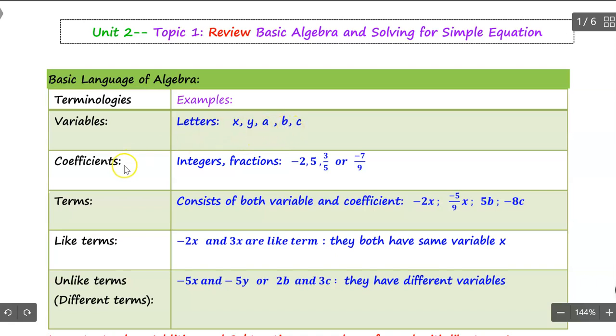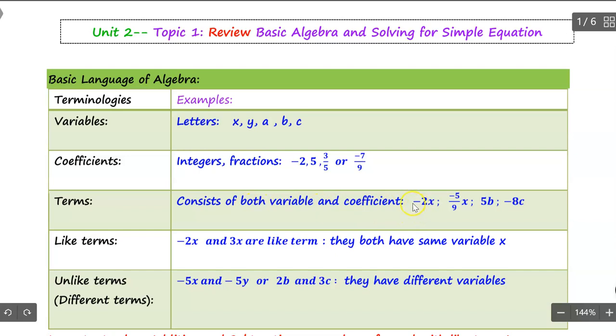Alright. Coefficients are numbers. Integers, fractions, real numbers. The examples that I will be using for this class are just integers and fractions for the coefficients. In other words, all the numbers that you see in the language of algebra are called coefficients, and these numbers are attached to variables. If you have a variable and a coefficient attached to each other or multiplied with each other, they are called terms. The definition of a term is that it consists of both a variable and a coefficient.